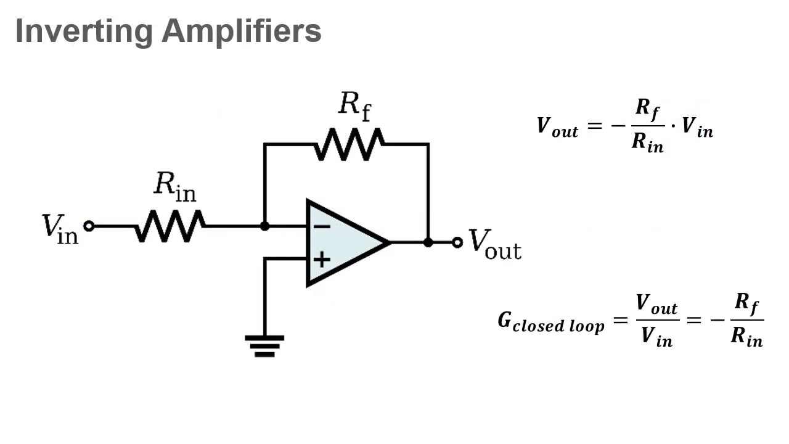Inverting amplifiers. An inverting amplifier uses a single op-amp, where the non-inverting input is grounded and the inverting input has the input signal. The gain factor is applied and the output signal is inverted from the input.